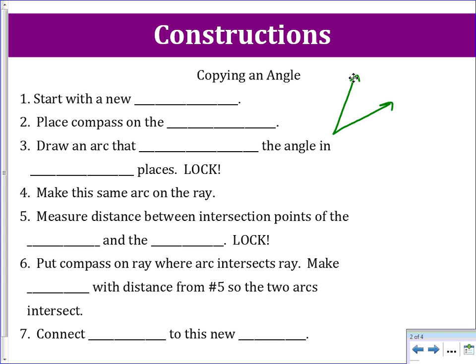Now, just like our congruent segment construction, we had to have a starting point. Our starting point for an angle is a ray. So we are going to start by creating a new ray. Because we are making a congruent angle, everything that we do with the original angle, we have to repeat on our ray. So the only place that we can put our compass is on the vertex of the original angle.